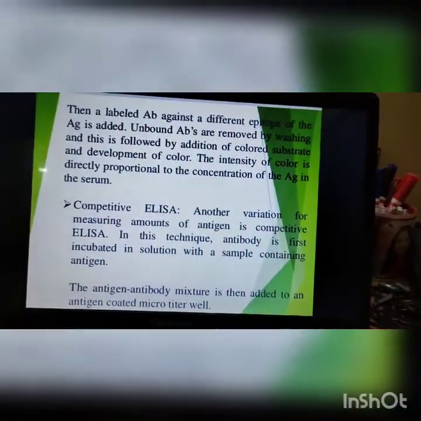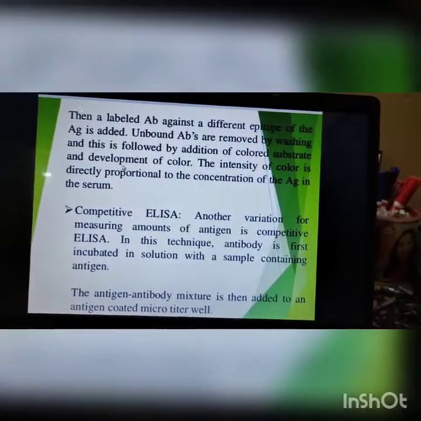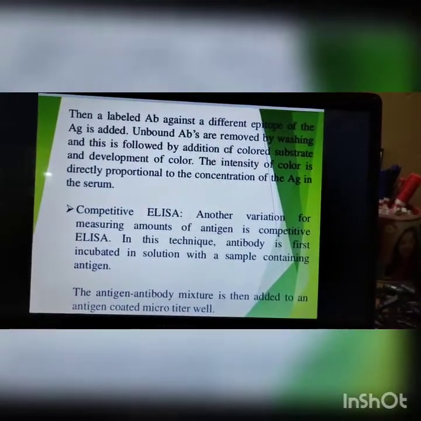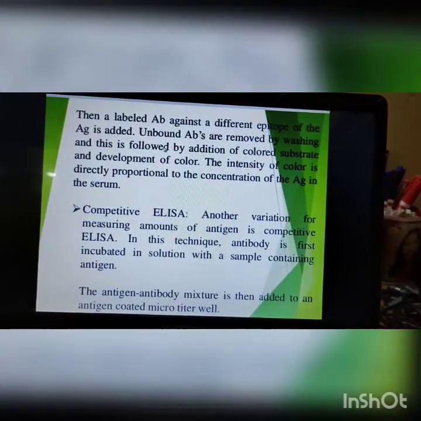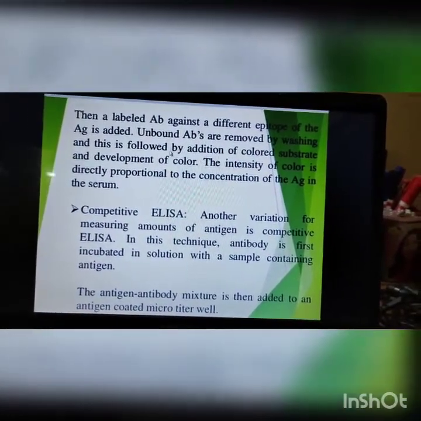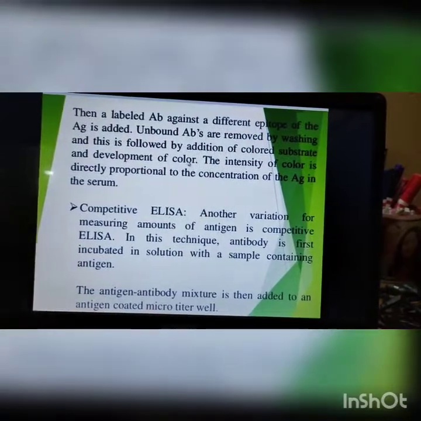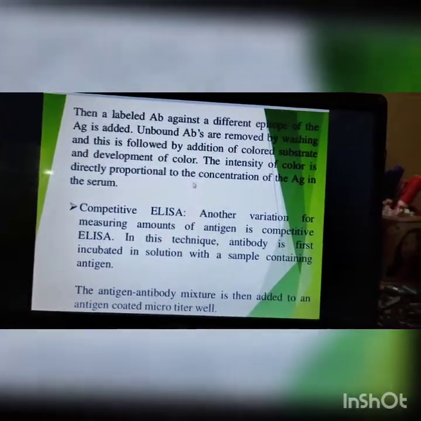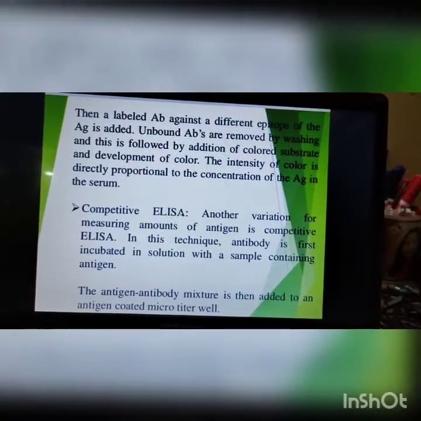Now the labeled antibody against a different epitope of the antigen is added. Then unbound antibody is removed by washing, followed by addition of a color substrate and development of color. Intensity of color is directly proportional to the concentration of antigen in the serum. Now the last reaction, that is competitive ELISA.